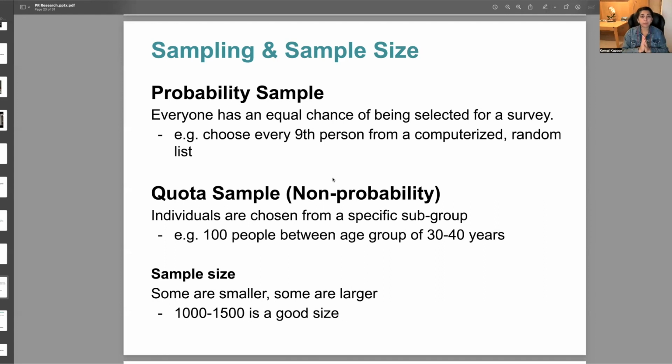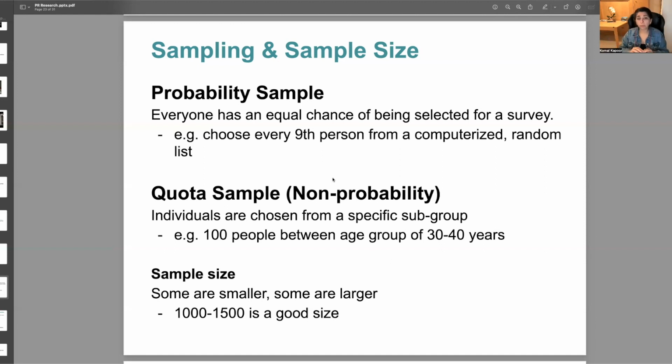But I just want to keep it really simple and talk about probability sample and non-probability sample. In a probability sample, everyone has an equal chance of being selected for a survey. For example, it could be a computerized program that would select every ninth person from a list, right? And it's a general public with no parameters or any specific requests or variables. And that's a probability sample.